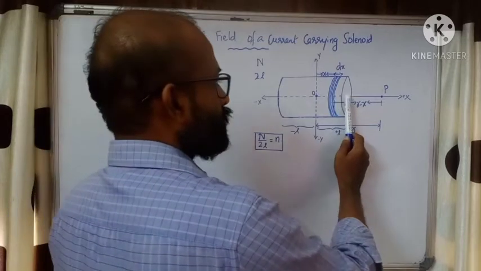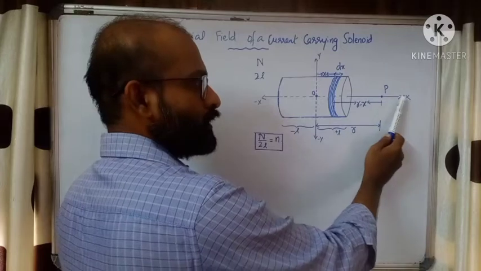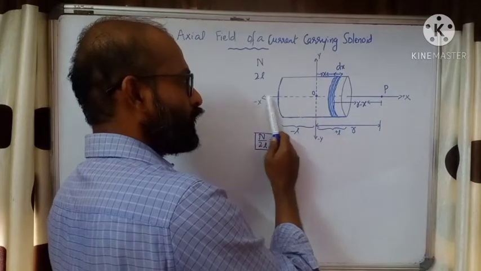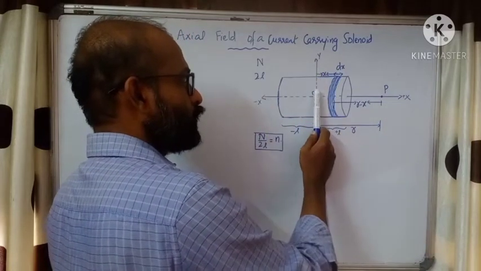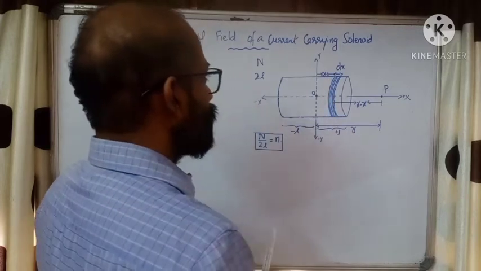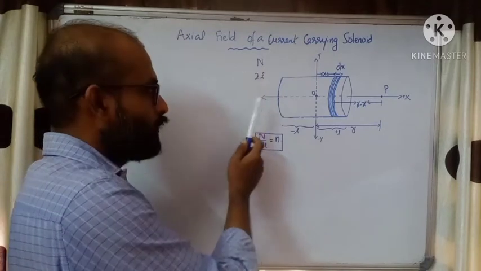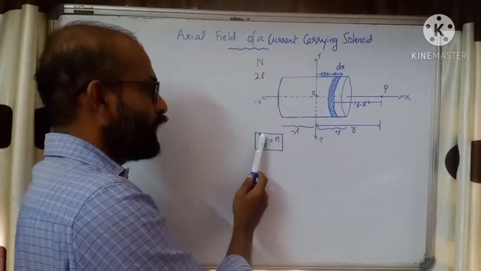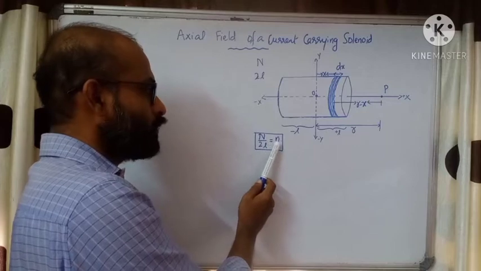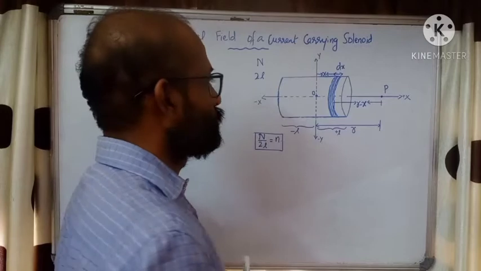Now we have an axis along the length. This is the axis, which I have marked as positive x-axis. This is negative x-axis. The vertical axis, positive y and minus y, is shown here. So we have total number of turns N and total length 2L of the solenoid. Then what is the ratio N by 2L? N by 2L will be equal to small n. Small n is called the number of turns per length, per meter length.